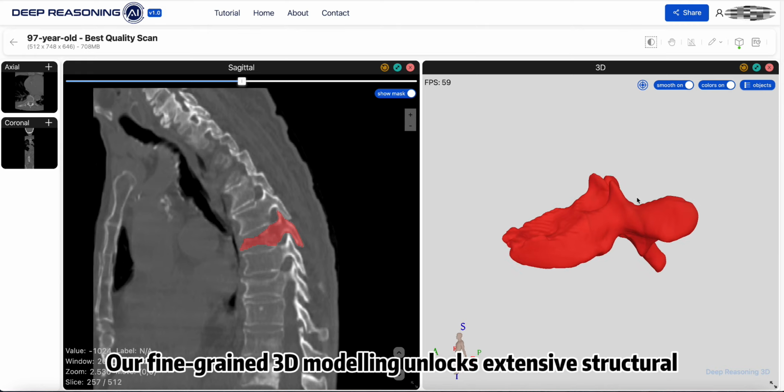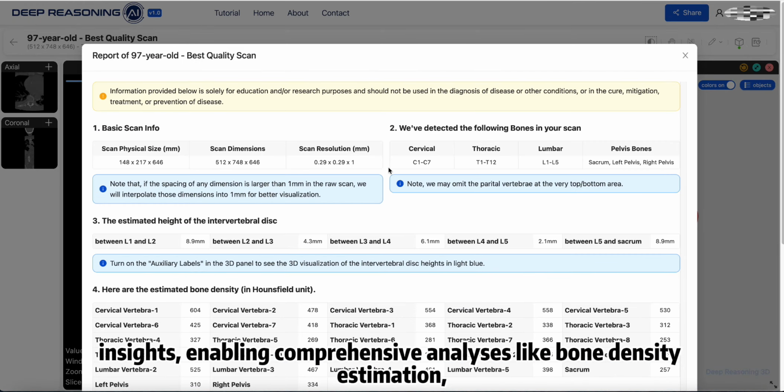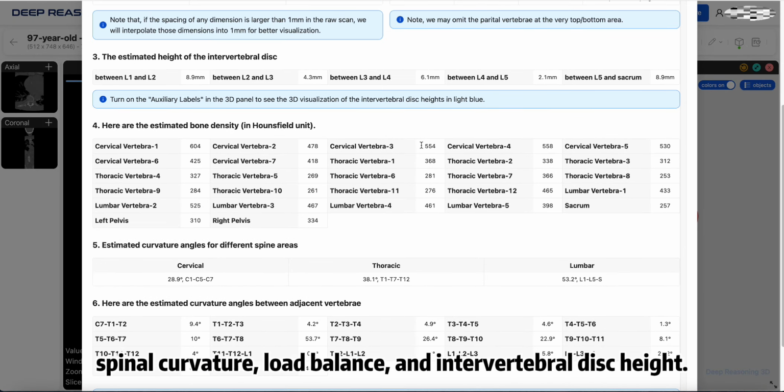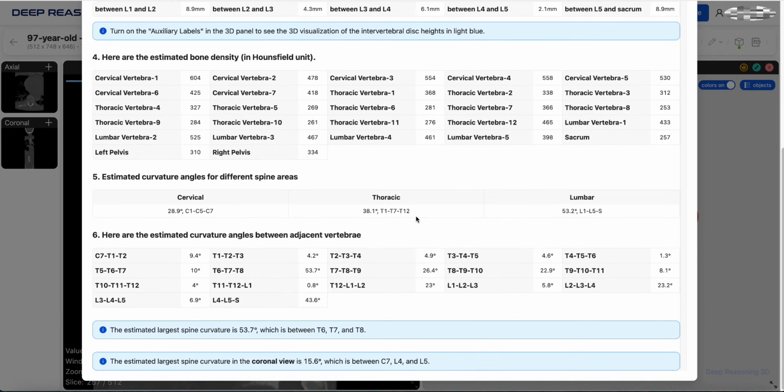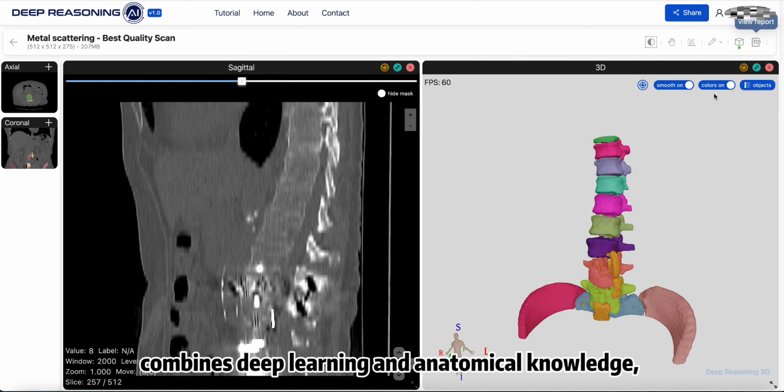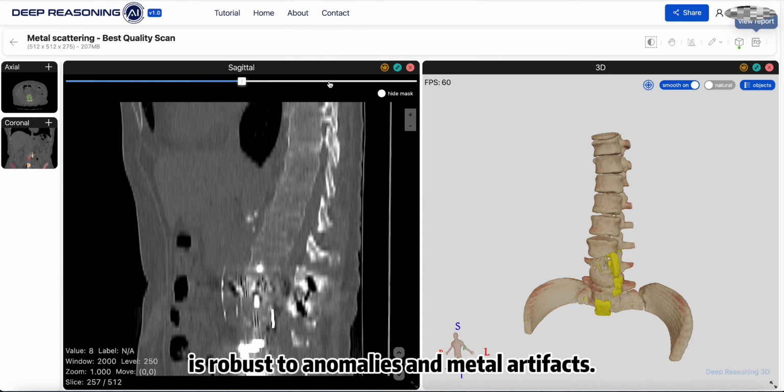Our fine-grained 3D modeling unlocks extensive structural insights, enabling comprehensive analyses like bone density estimation, spinal curvature, load balance, and intervertebral disc height. Our system, powered by Deep Reasoning 3D engine, which combines deep learning and anatomical knowledge, is robust to anomalies and metal artifacts.